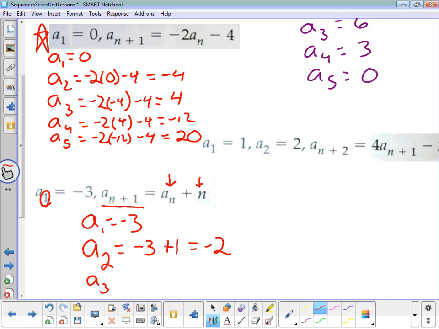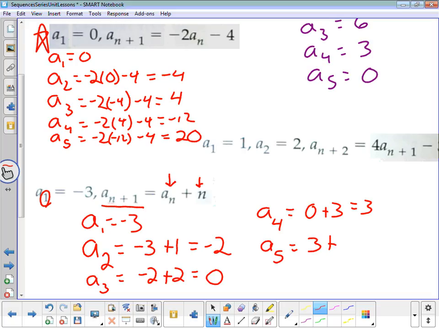Now for A3, I would take my A2 number, so negative 2, and add the term number. Well, notice it was a 2, so it would be a 2 here. And I would get 0. For A4, I'm taking my third term, 0, and I'm adding the term number, which is 3, so I get a 3. My fifth term, I'm taking my 3, and I'm adding my 4, because that's my term number there, sorry. Here's my A sub n, here's my n, and I would get 7. So the next one would be 7 plus 5, and on down the line.